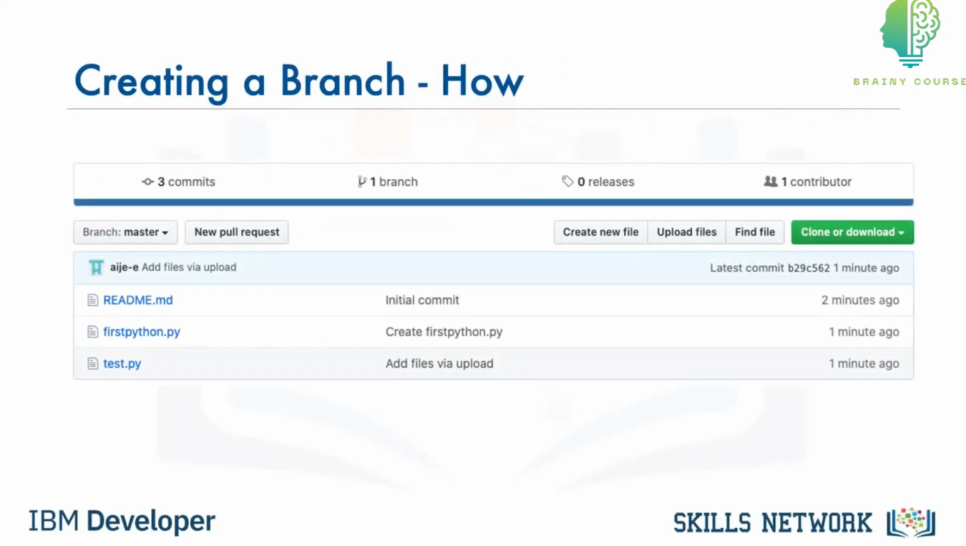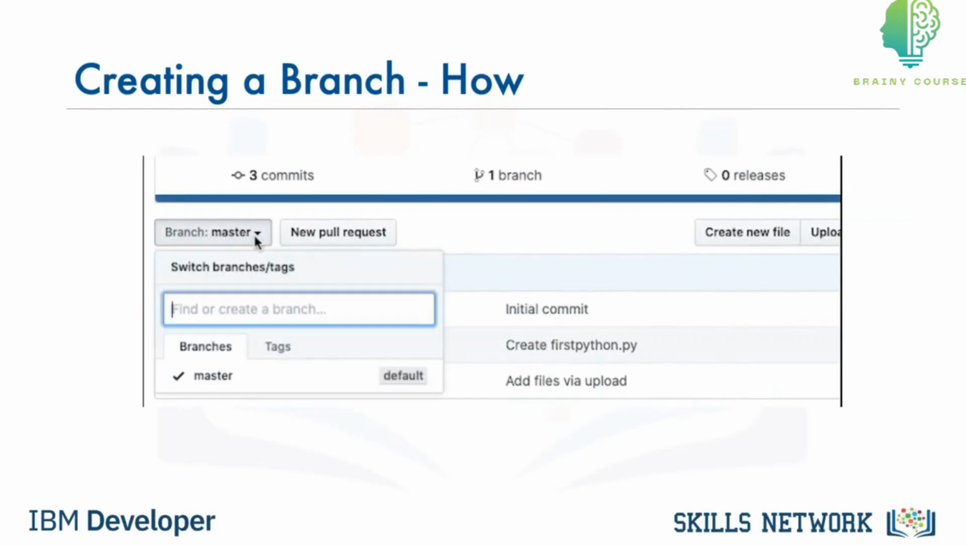To create branches in GitHub, let's look at this repository. There is currently one branch in the repository. I want to make some changes, but I don't want to alter the master in case something goes wrong. We will create a branch. To do that, we will click the drop-down arrow and create a new branch. Let's name it Child Branch, and then we will click Enter.